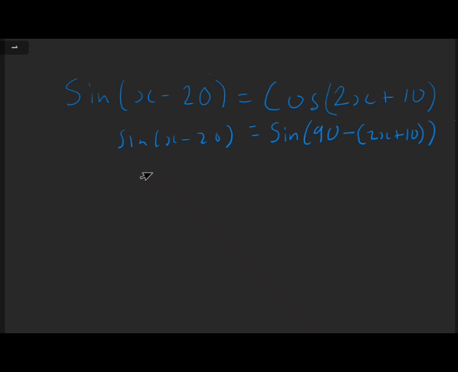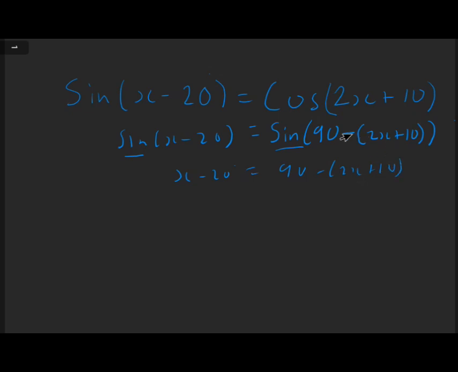So we have to change only one of them so that they can be the same. Now notice that we have got sine and sine. Because they're the same, we have the right to equate whatever is inside, right? So notice that x minus 20 is equal to 90 minus 2x plus 10, right?